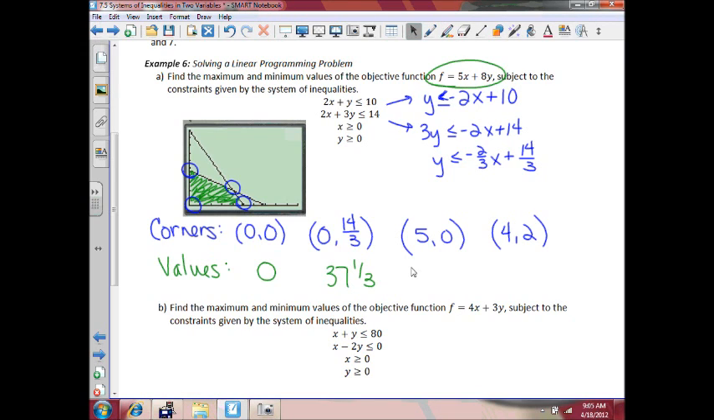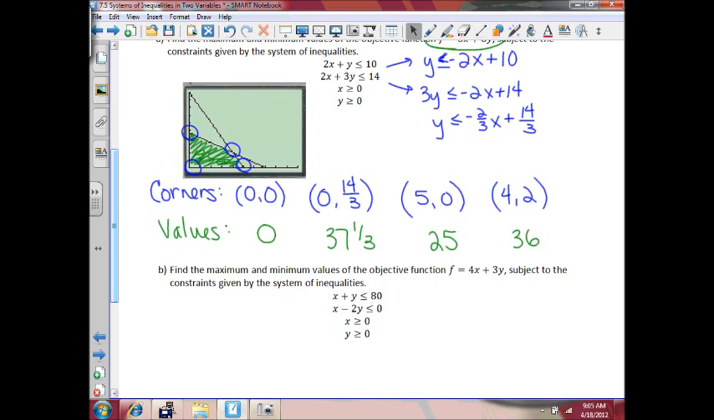Then at 5, 0, so 5 is x and 0 is y, 5 times 5 is 25. And then we're also going to have 4 and 2, so 5 times 4 is 20, and 8 times 2 is 16, so we have 36 for a value here.